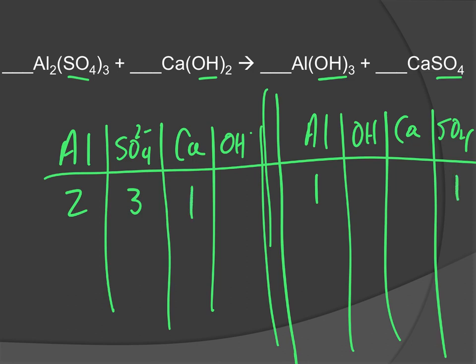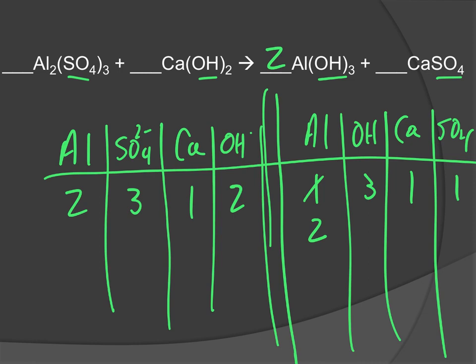Calciums, I have 1. On the opposite side, I also have 1. And for hydroxides, I have 2, and for hydroxides over here, I have 3. So the aluminums are not balanced. We could do that first. I need to make this a 2. I do that by placing a 2 here. That now messes with my number of hydroxides, but I'll wait and do those at the end.